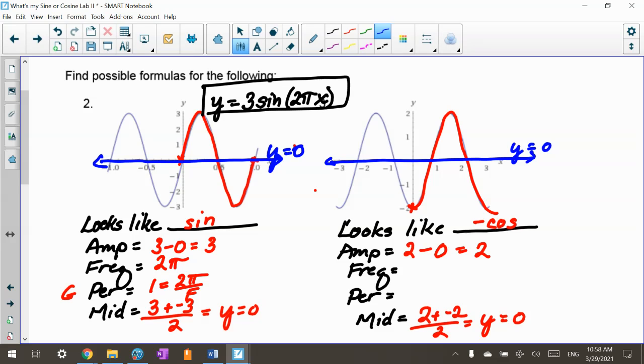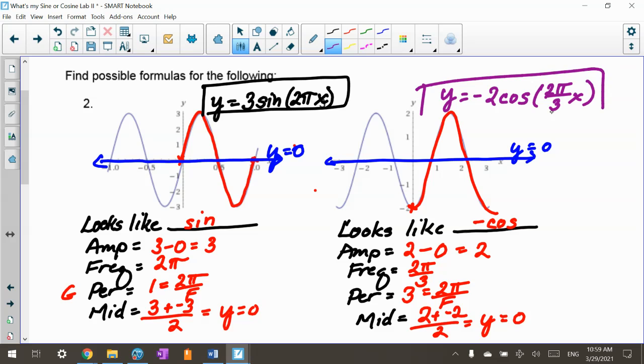My period, I look at how long does it take me to see the whole curve, and my period is 3, which equals 2 pi over my frequency. So when I cross multiply, I get 2 pi over 3 is my frequency, and my equation will be y equals negative 2 cosine, because I have to make sure that it's been inverted, 2 pi over 3 x. So there is the equation for that curve.